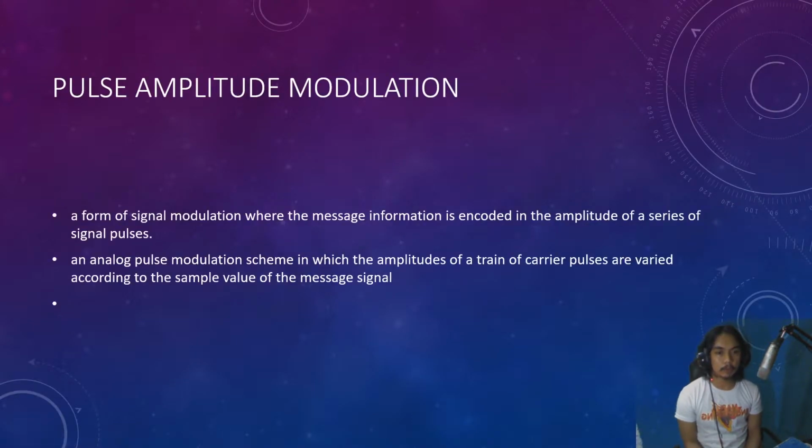Before we proceed to the circuit, what is Pulse Amplitude Modulation? Pulse Amplitude Modulation, or PAM, is a form of signal modulation where the message information is encoded in the amplitude of a series of signal pulses. It is an analog pulse modulation scheme in which the amplitudes of a train of carrier pulses are varied according to the sample value of the message signal.